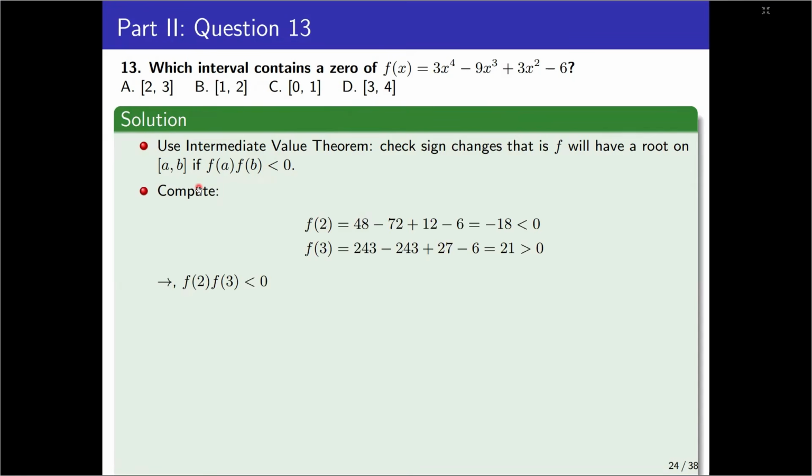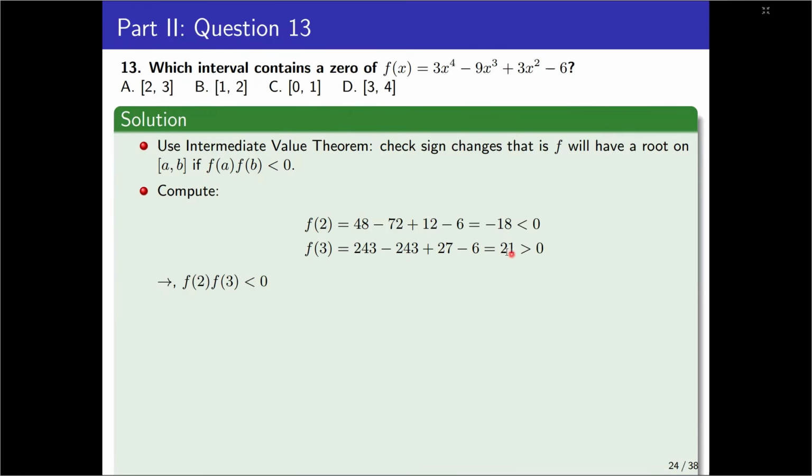Therefore, the computation for the first one: f(2), if you substitute 2 in place of x here, we have -8, which is negative, and for b, that's 3, f(3) will be 21.